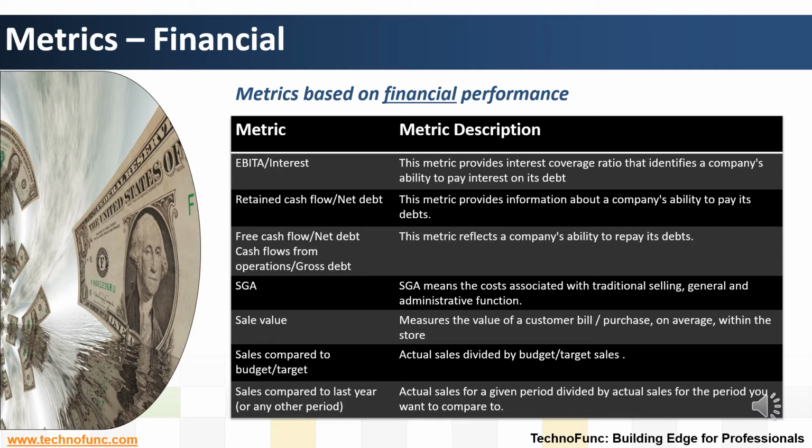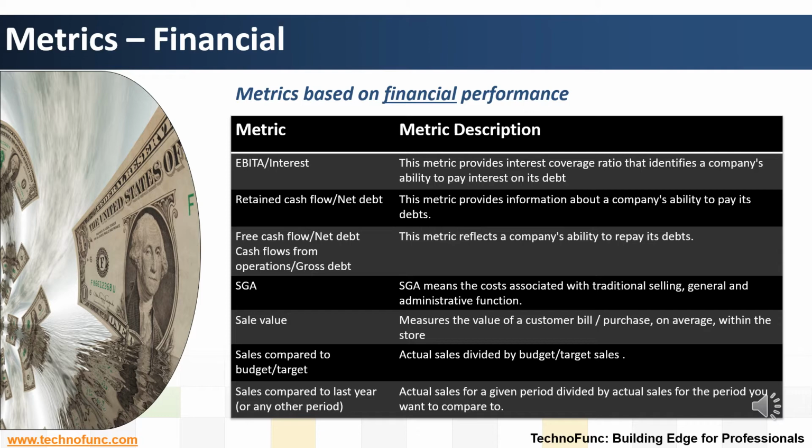The second is retained cash flow divided by net debt. Retained cash flow, or the cash flow from operations before working capital changes minus dividends, divided by a company's net debt. This metric provides information about a company's ability to pay its debts. The third is free cash flow over net debt: free cash flow, or all cash flows except those from financing activities, divided by a company's net debt. This metric reflects a company's ability to repay its debts.